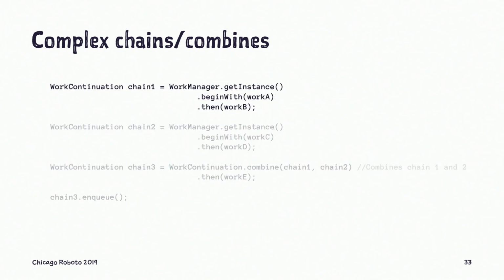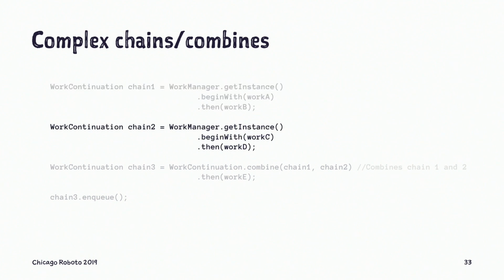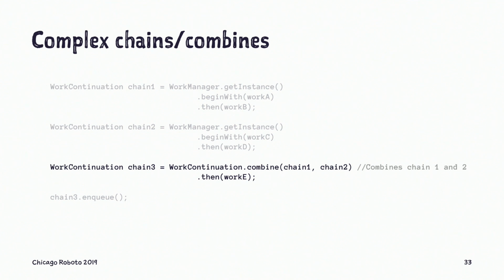So you start off with get instance, begin with A, then you say B, and what I also do is begin with C and then I say D as well. So basically that created that hierarchy wherein it would execute D only after C and B only after A. And since chain 1 and chain 2 don't depend on each other, I could go ahead and say combine chain 1 comma chain 2.